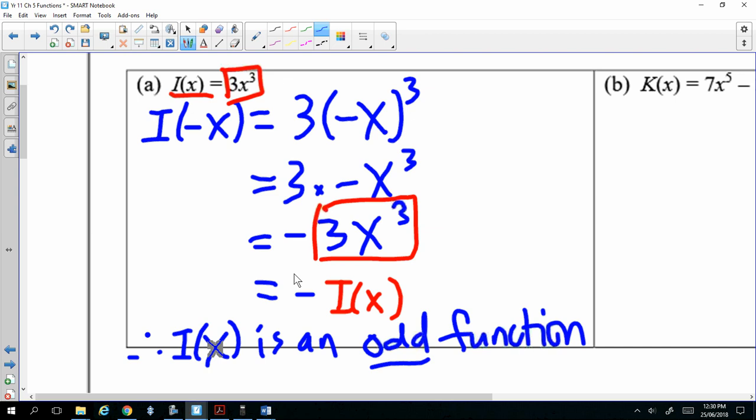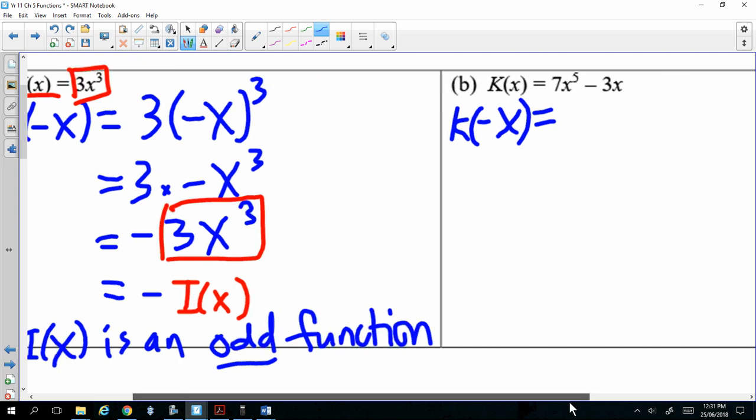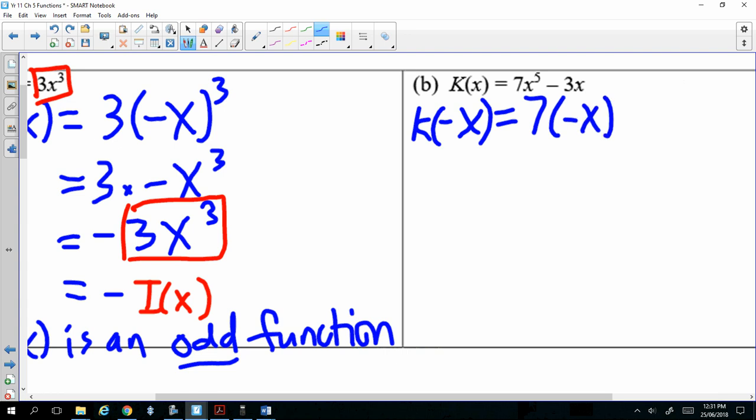Okay, let's try this. k(-x). All right, have a try. So what do we get? We get -7(-x) to the power 5 minus 3. Make sure you put brackets. Every time I do this, I put a bracket around it. And what happens if you raise -x to the power 5? It means negative x to the power 5. Double negative is plus 3x. And you get negative 7x to the power 5 plus 3x.